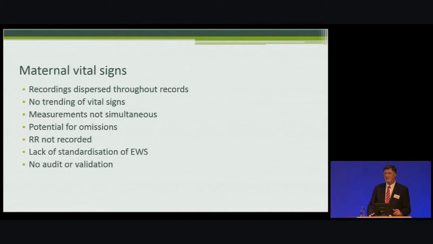There was a lack of standardization of early warning systems throughout the country. They were only present in 10 out of 19 units. Many of the charts omitted vital pieces of information. And the use of these charts has never been audited or validated clinically, not only in this country, but internationally.